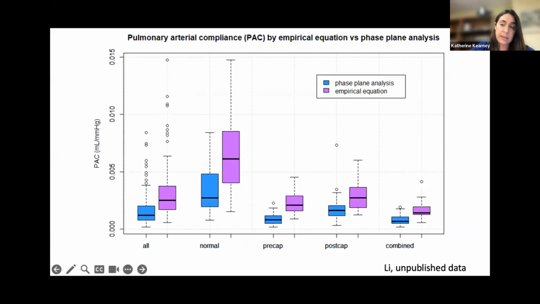So what if PAC is calculated via this method? As you might expect from the shorter RC time, PAC is generally lower than that derived from the empirical equation.